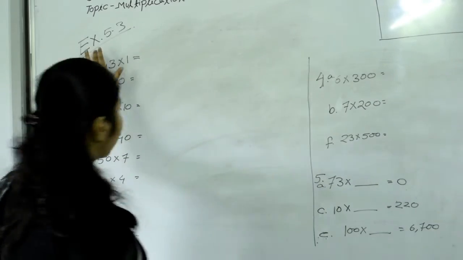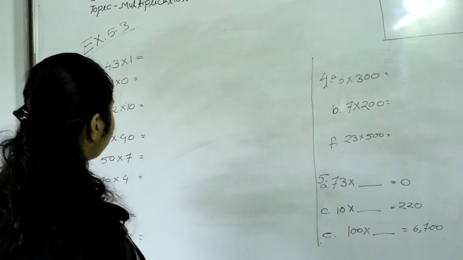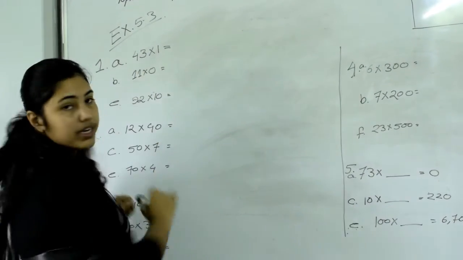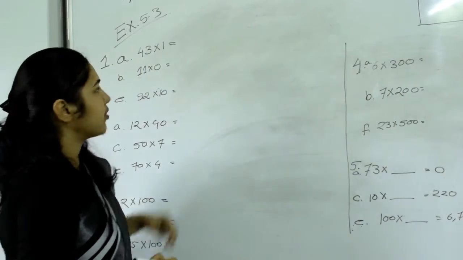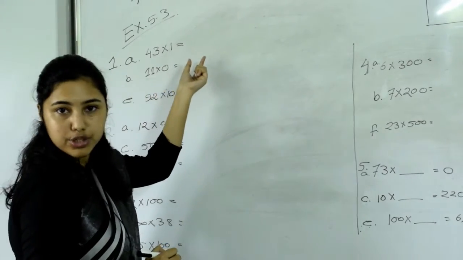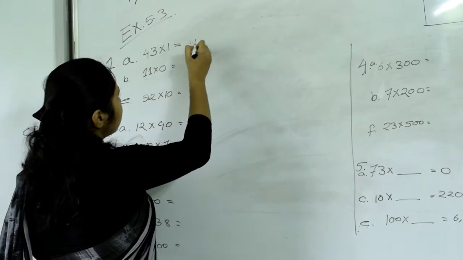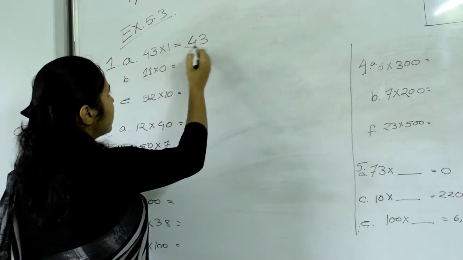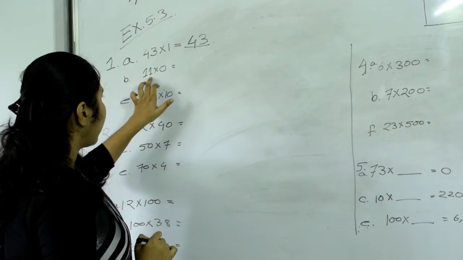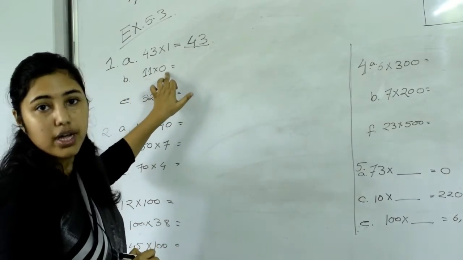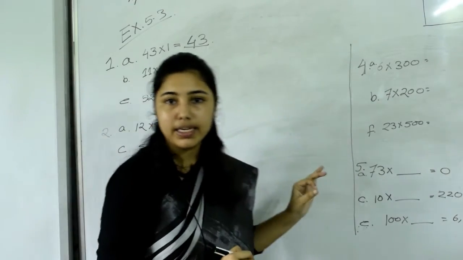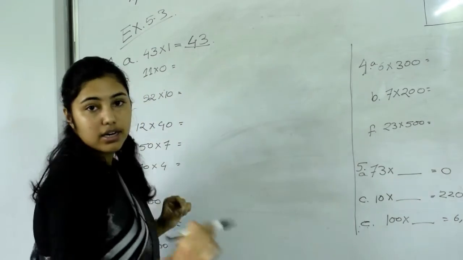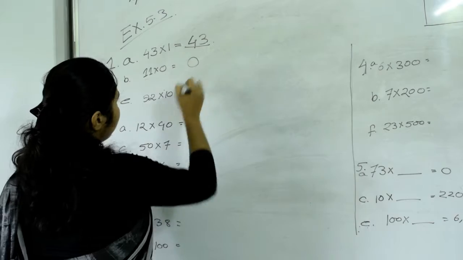Here in our exercise 5.3, first question number A, we have to find 43 into 1. We know that if we multiply any number with 1, we will get the number itself. Okay? So our answer is 43. Next, 11 into 0. Again, if we multiply any number with 0, what will we get? We will get 0 only.